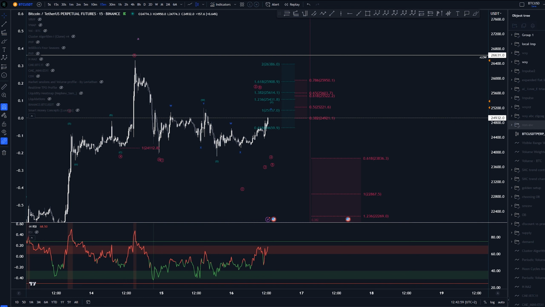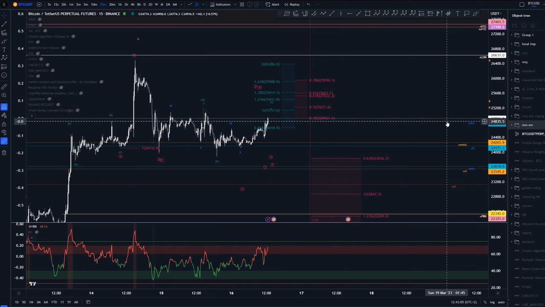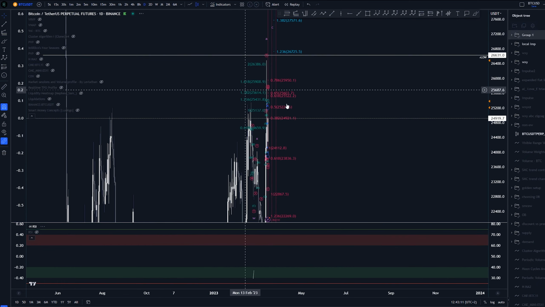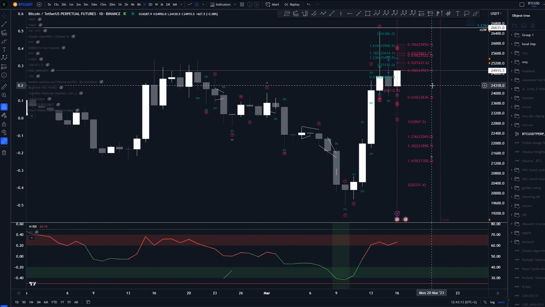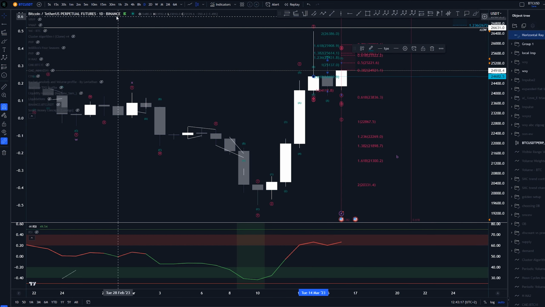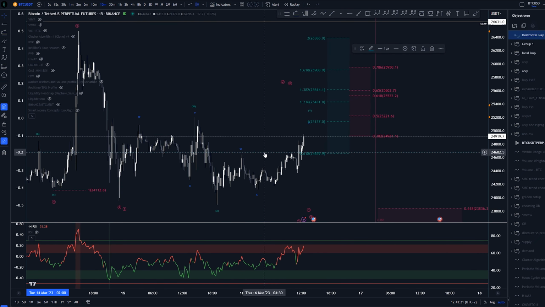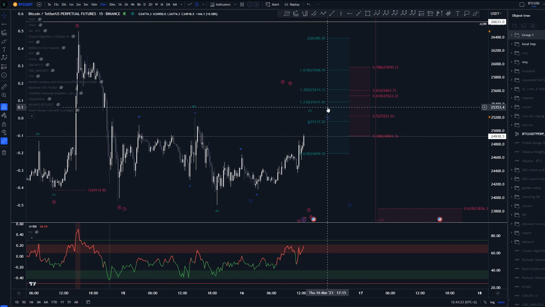There's not really too much here to be seeking these extension targets, and I don't have any real confidence in here either. If we're looking at some daily closes here, we can see that we just had these previous lows here. So again, we have already gone past them. So again, there's not really anything here to go by.